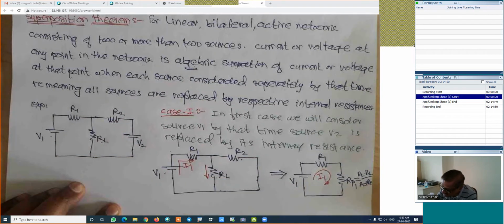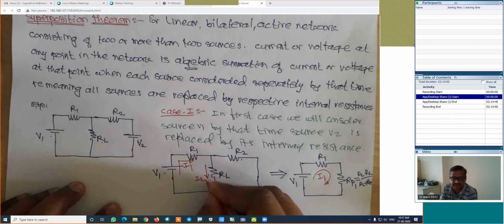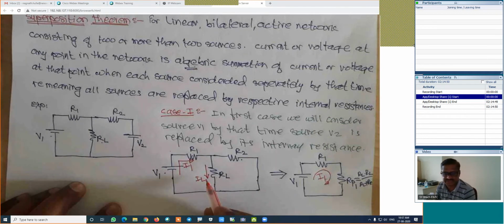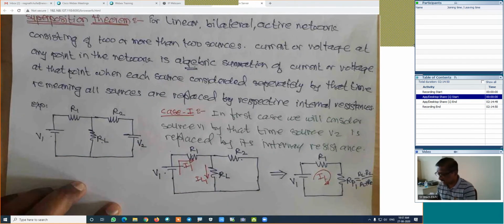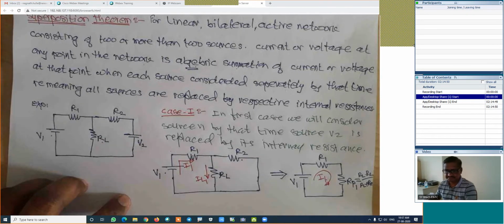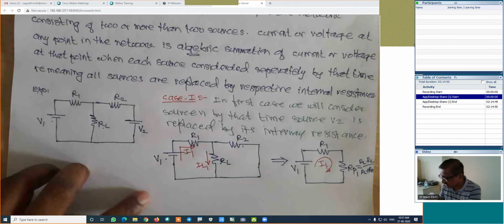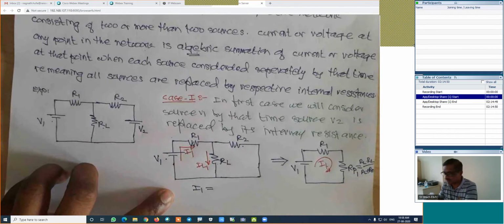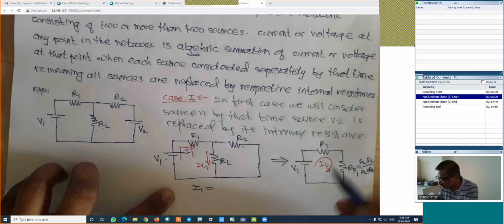I will call it IL1, that is load current 1. Then we will use some formulas to find out its value. First find out the total current, that is I1. Now the total current I1 is equal to, what is the formula? Total voltage divided by total resistance.